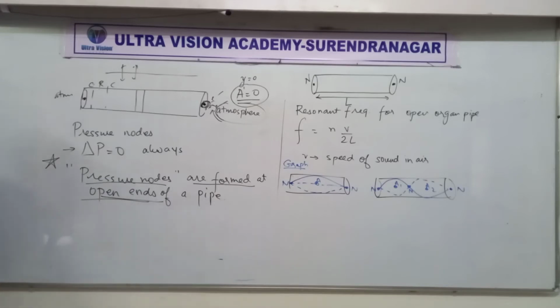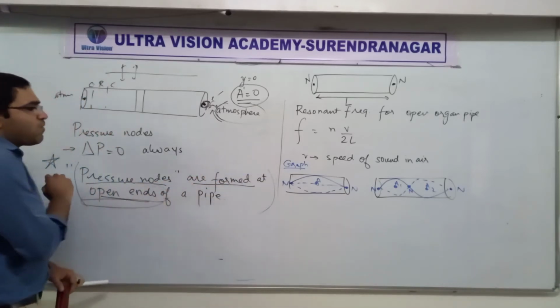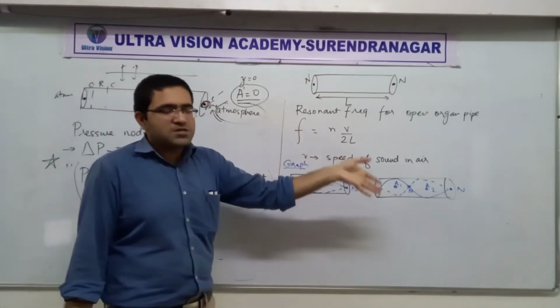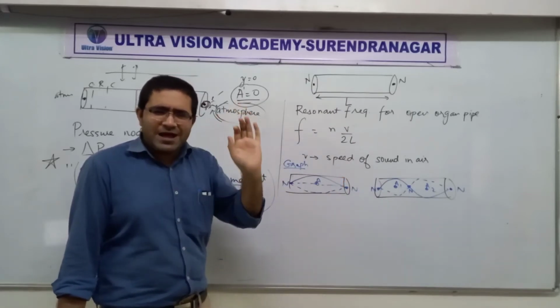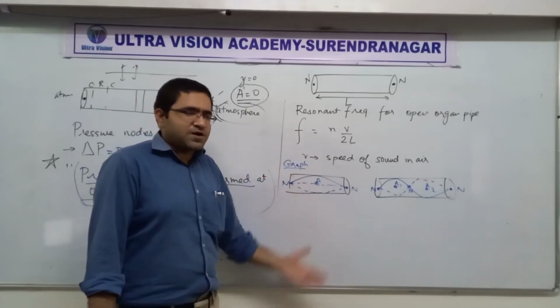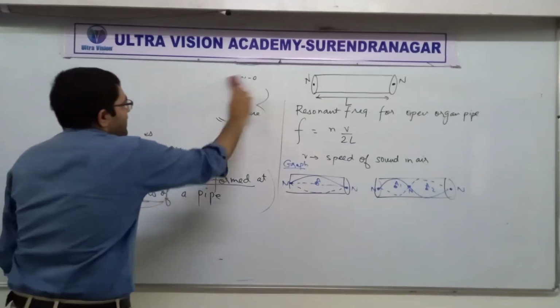Again, this sentence is only telling you that at open ends, what is formed? Pressure node. That's it. It's not telling you about anything else. Alright? Okay, fine. Let's go to the next thing. So here also there will be harmonics. Here also there will be overtones. Same idea as a string tied at both ends. This can continue for as many as you want to draw. Now, let's go to the closed pipe.